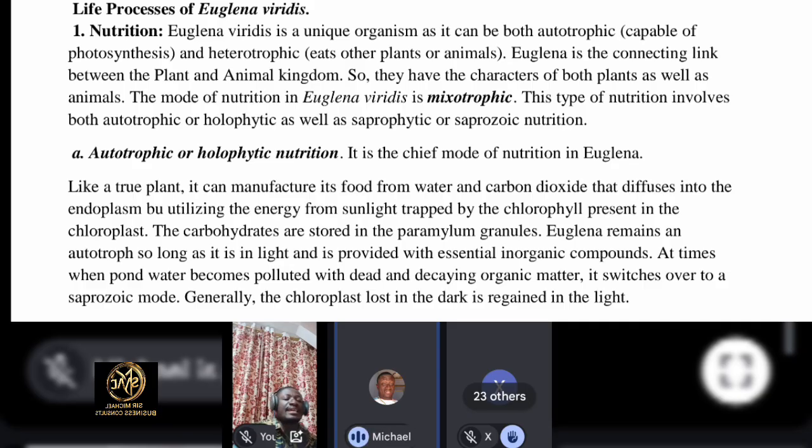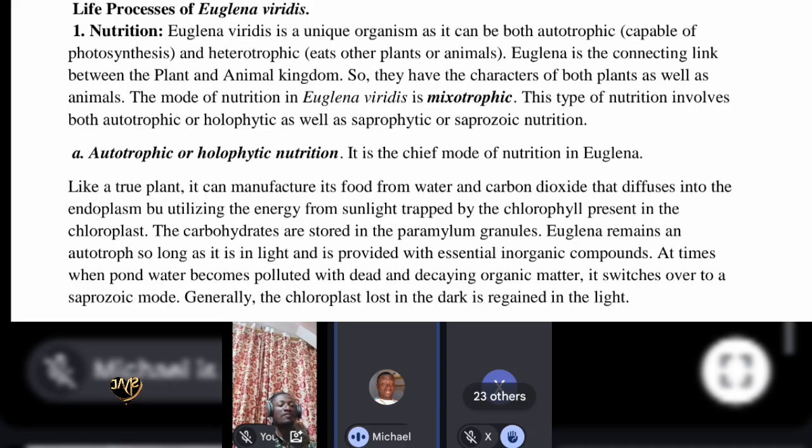So this mode of nutrition is called mixotrophic. So mixotrophic here means mix. So it's capable of doing two different types of feeding, or mixing different types of feeding, and we call that feeding relation mixotrophic. So we have autotrophic, heterotrophic, and Euglena is mixotrophic. It means it combines more than one, or uses the two basic modes of nutrition, which are the autotrophic and the heterotrophic feeding. So here we had autotrophic or holophytic.